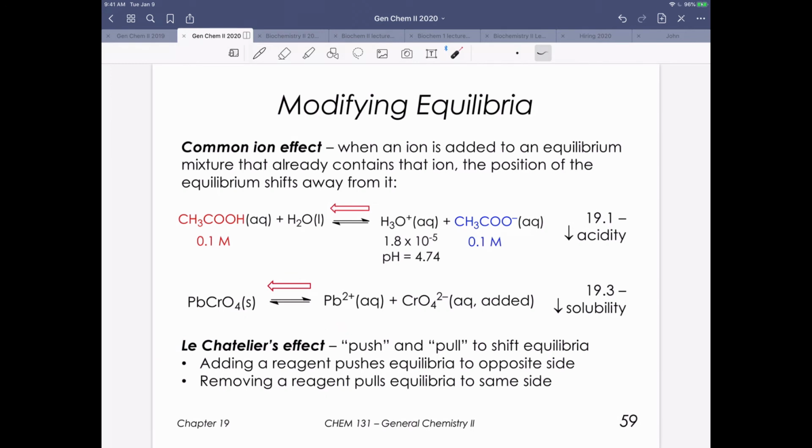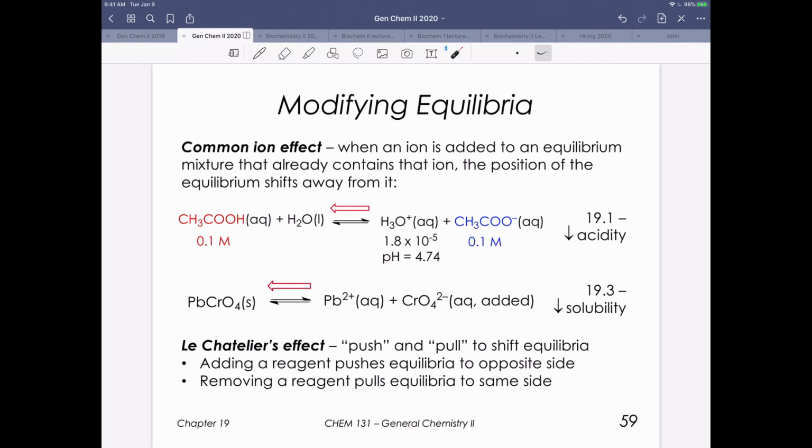Remember, that was our push and pull to be able to think about equilibria. So if we're going to add a reagent, that pushes the equilibrium to the other side. So if we're adding extra amounts of something that's on the right side of an equilibrium, it's going to shift that equilibrium to the left. It's going to make this species less acidic. It's going to make this species less soluble. So again, we can think about this qualitatively and we can think about it quantitatively.